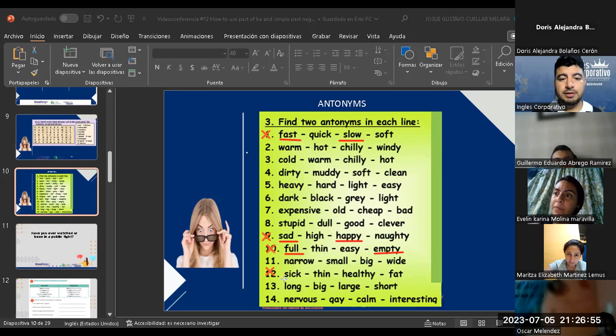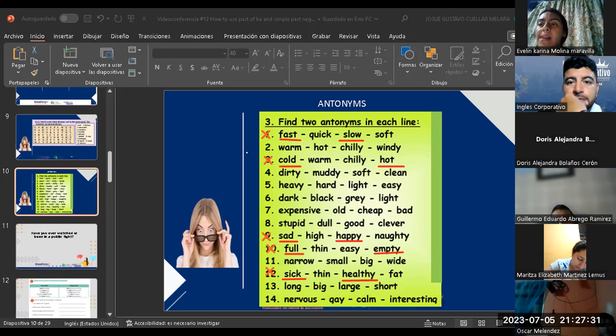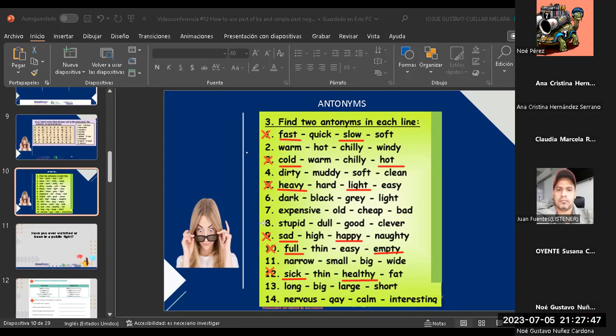Sick and healthy. I don't know if John is ready. If not, we go with Gustavo. Okay, Gustavo. Hi, teacher. The number 3. Cold and hot. Okay. Evelyn, are you ready? Number 5. Heavy, light. Heavy and light. Thank you. Daniel, please, you have yours. Yes, the number 11. Small, big. Okay, small and big.